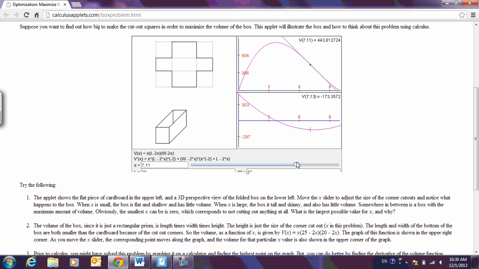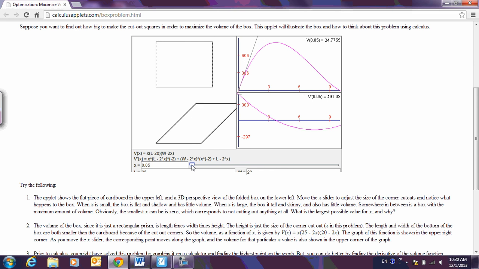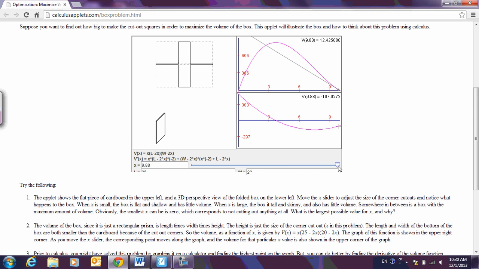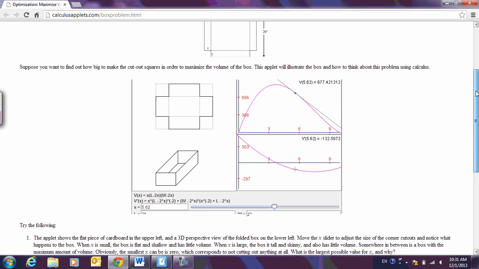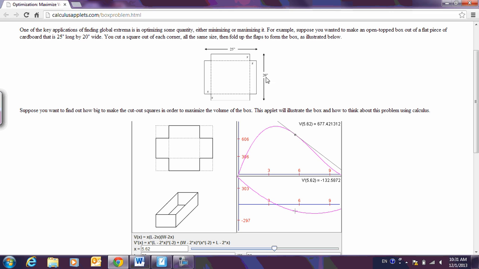If I think about, okay, what could X be? Well, X could be 0. I could not cut into the box at all, and then that would give me a 0 volume, so that wouldn't be very interesting. And if I move the slider all the way to the right, it says that X could be 10.